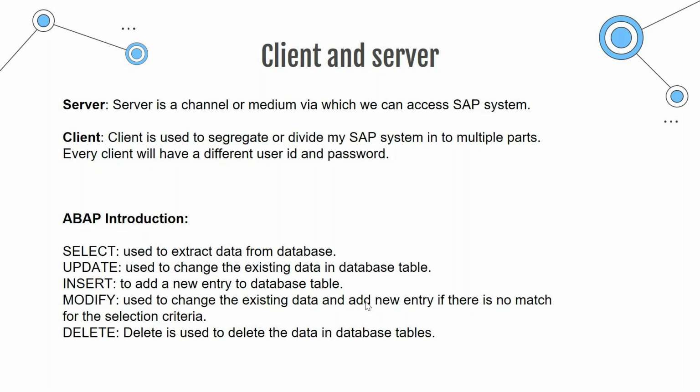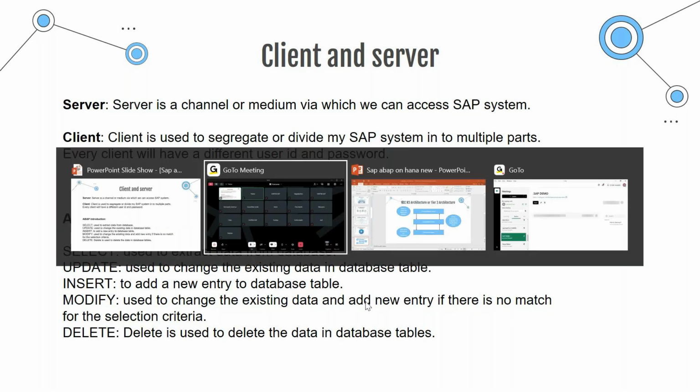Then client. Client means, if I want to divide my SAP system into multiple parts. I'm having one single SAP system, and now this one system I want to divide into multiple parts. So in this case, I have to use a client segregation. Let me show you quickly how this client looks like.